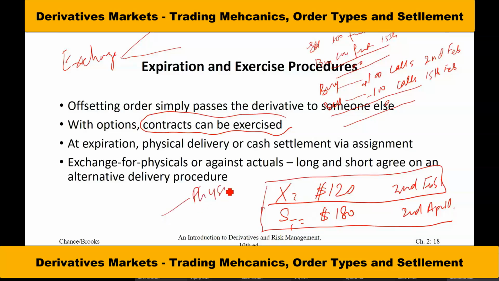So what will happen in a physical delivery? I will pay $120 to the exchange, and the exchange will give me 1 share of Apple. And how will the exchange give me that 1 share of Apple? It will ask, because I have a call option. Okay, I am the buyer. It will be asking the writers of the call. There will be so many writers.